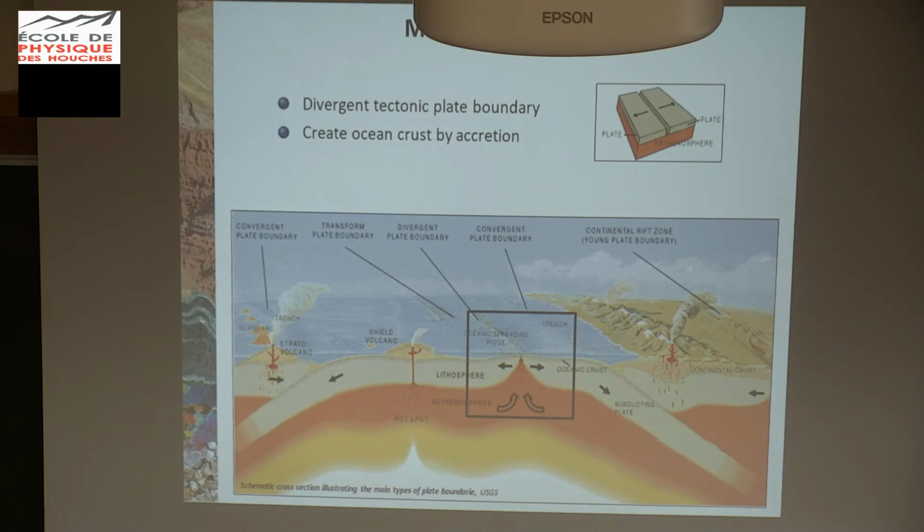So first of all, what are mid-ocean ridges? They are divergent tectonic plate boundaries. It's the area where the oceanic crust is created by accretion of magmas coming from the mantle and crystallizing near the surface at the ridge axis.